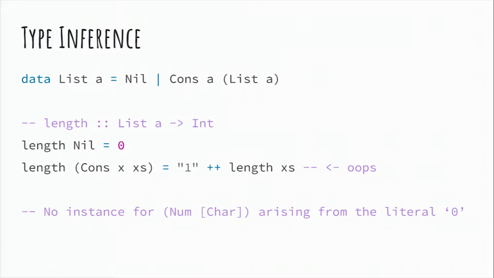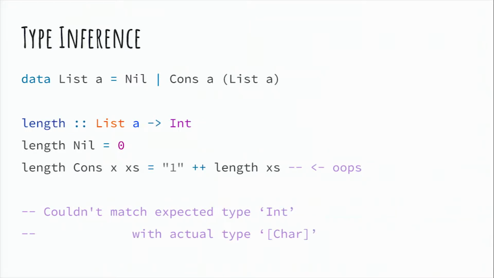So length is a function that maps to string, and 0 is not a string, even if we make it more generic. Which is not what we meant. It should have been int. So we can tell the compiler that, and then our oops is actually on the right line. So it says, oh, I couldn't match type int with actual type string. So you're making a mistake there on that line.